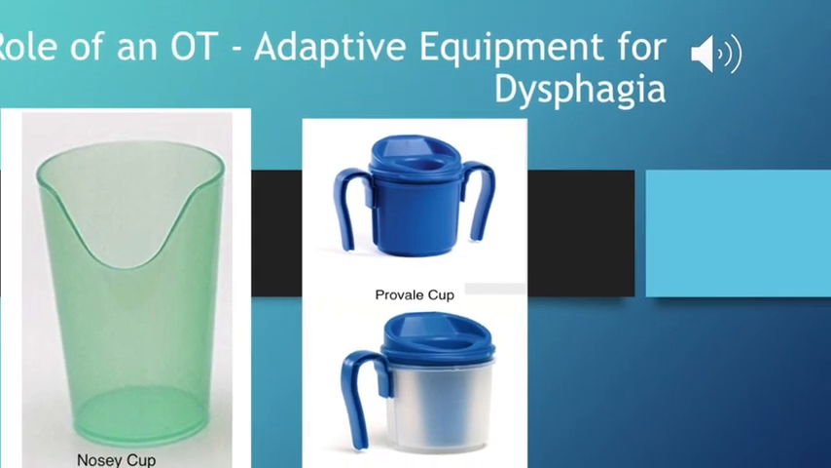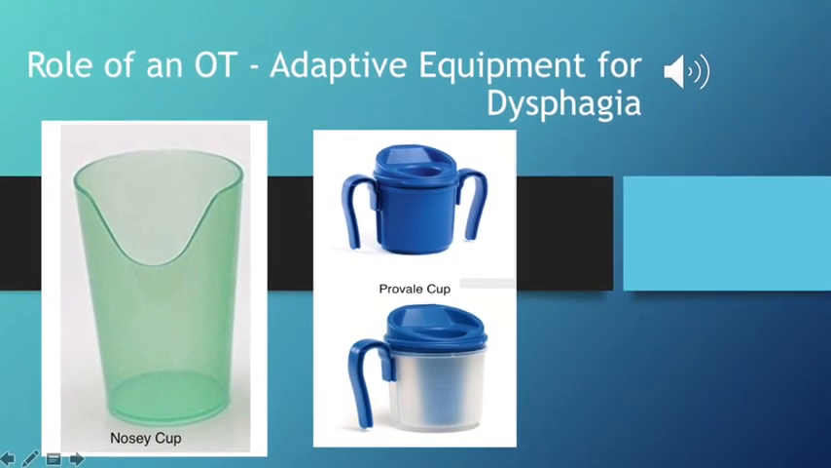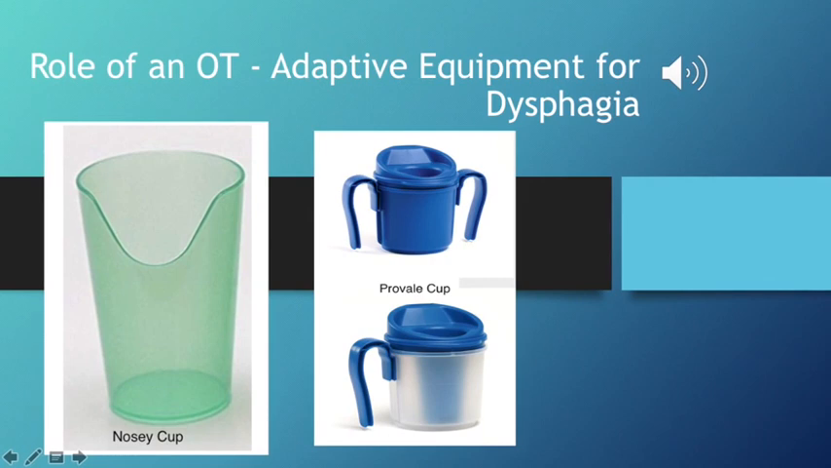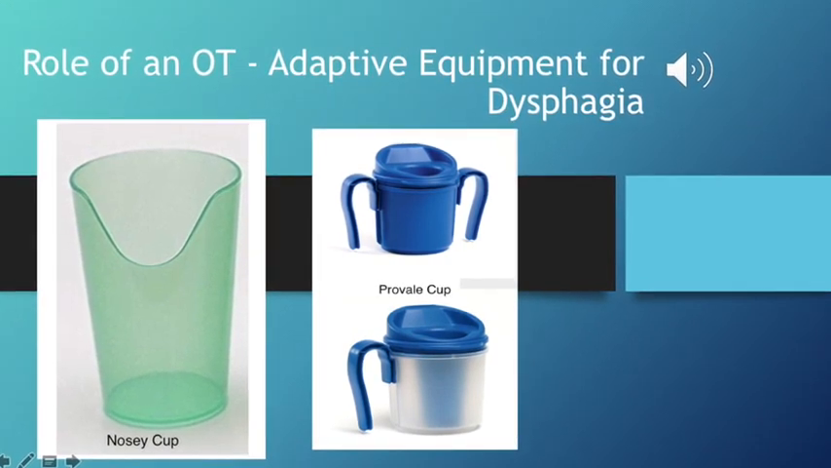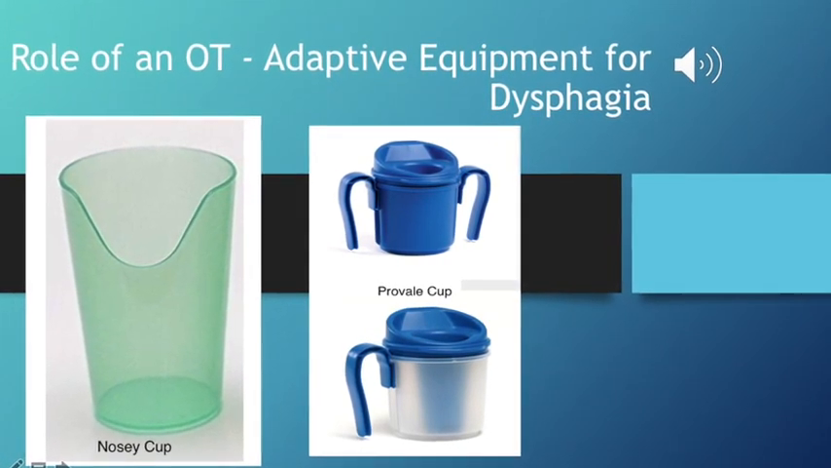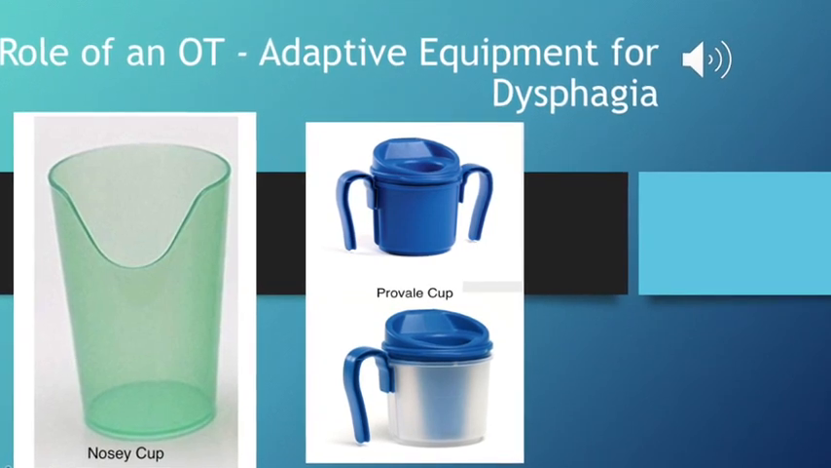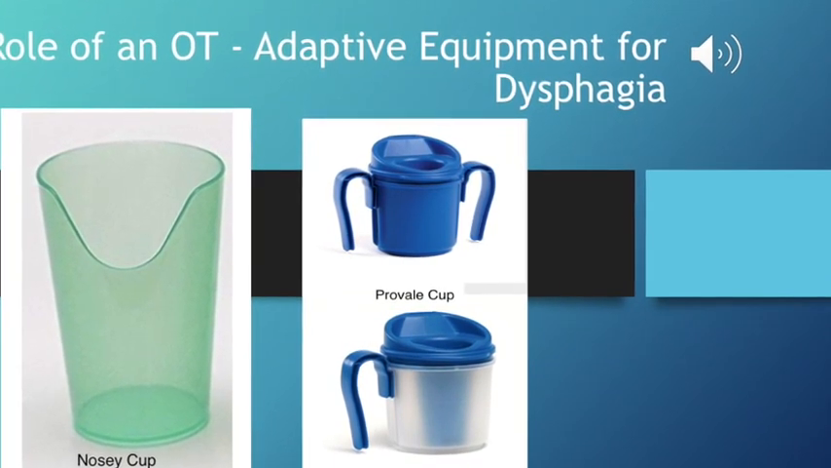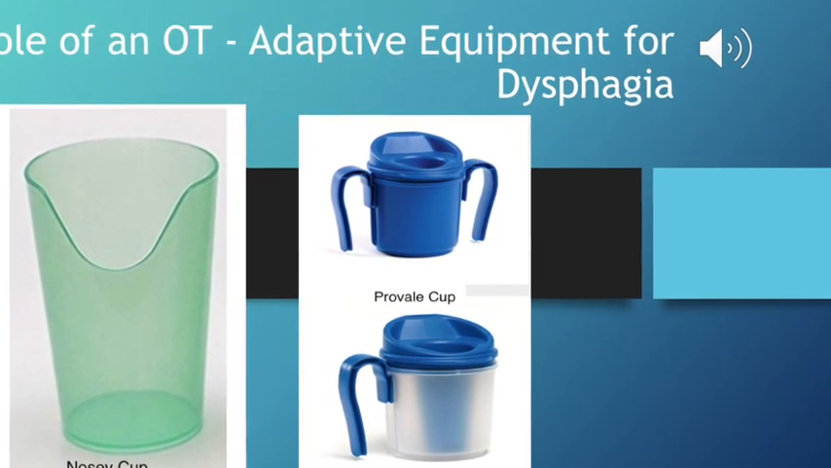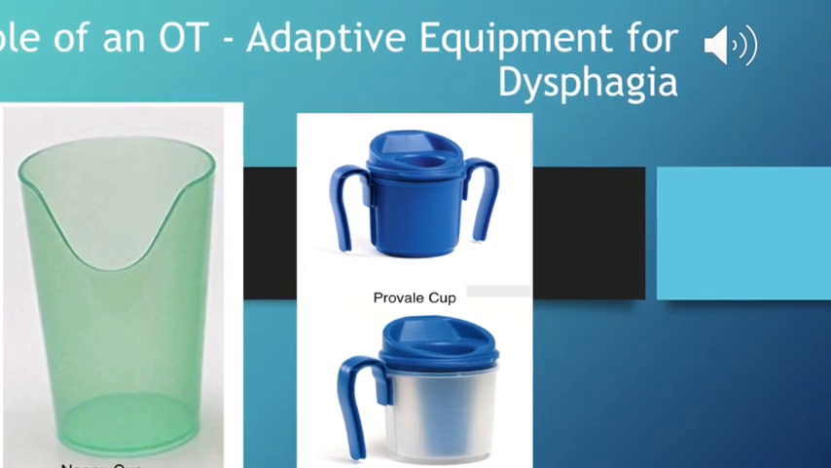The ProVail cup was designed specifically for people with dysphagia or who have a swallowing disorder. This cup provides a fixed amount of thin liquids and small sips. As a result, this cup prevents over-delivery of liquids and promotes safer swallowing and more independence for individuals.